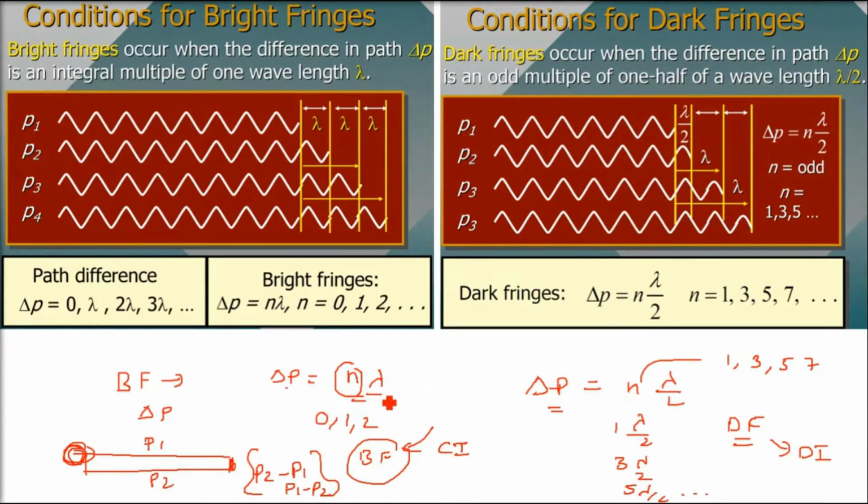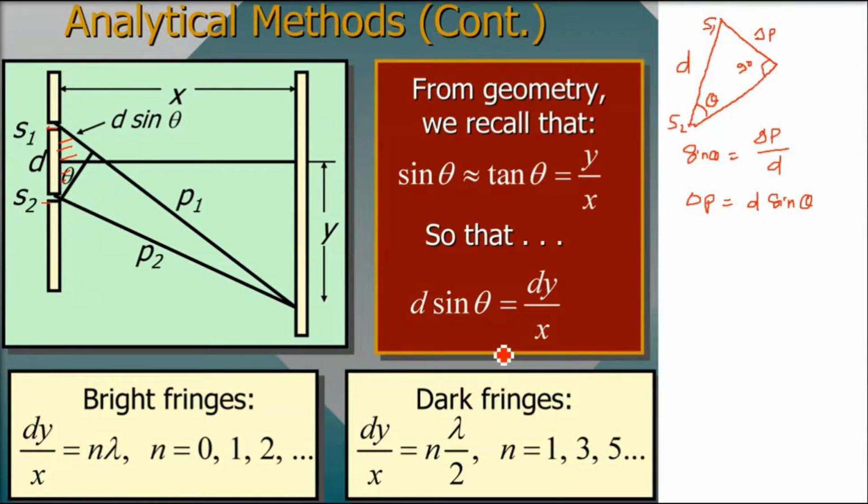So if delta P is n lambda, then you will have bright fringes. Let us use it here. Delta P is n lambda, so n lambda equals D sine theta. This is our relation, and this is for bright fringes. Let us come to the dark fringes. For bright fringes, n lambda equals D sine theta.